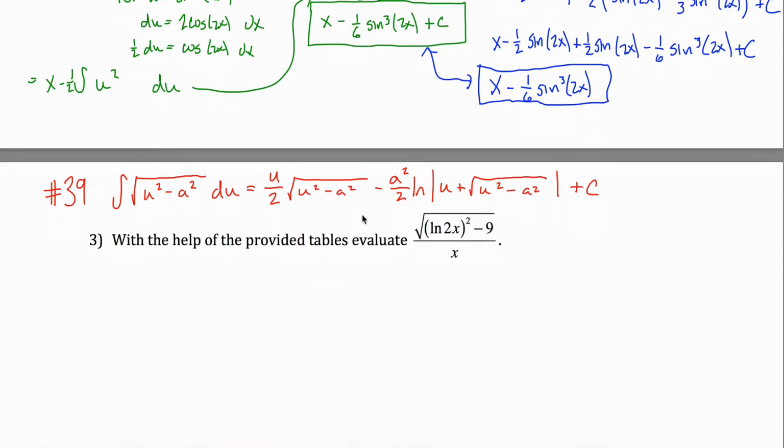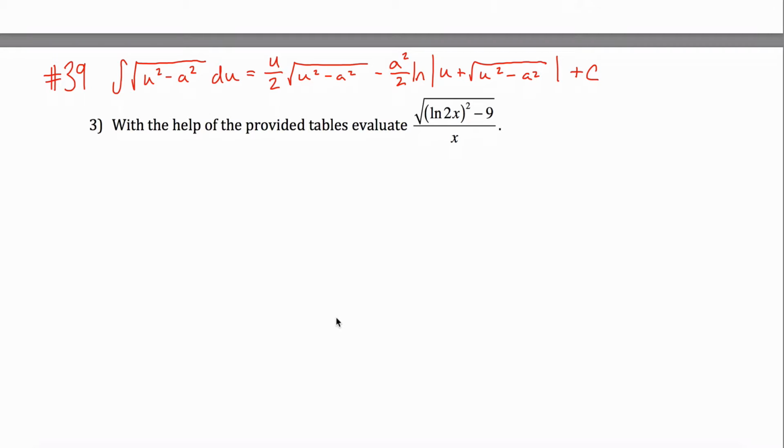Good enough. Second page, now we're using the tables here. With the help of the provided tables, which, trust me, I'll provide them, maybe I'll write them on the board or something, evaluate this mess right here. You're going to have 8 or so formulas to choose from. This will be the one you want, number 39 here.